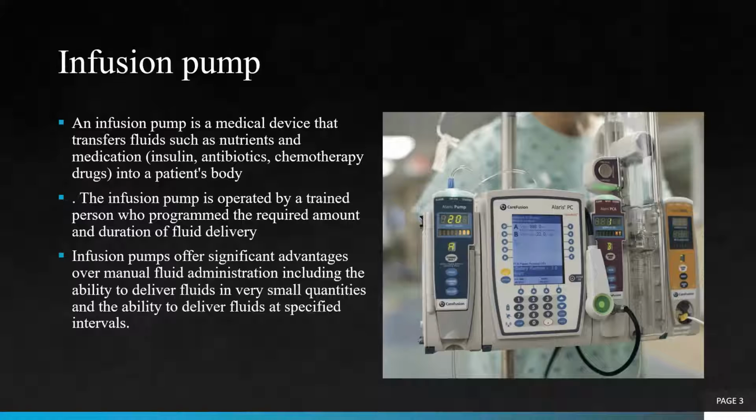The infusion pump is operated by a trained person who programs the required amount and the duration of fluid delivery. Infusion pumps offer significant advantages over manual fluid administration, including the ability to deliver fluids in very small quantities and the ability to deliver fluids at specified intervals.